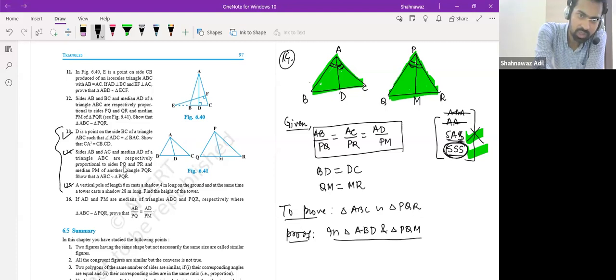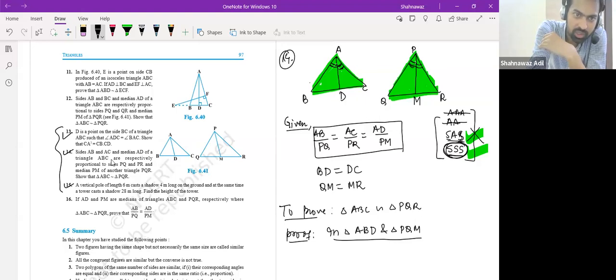Sides respectively proportional to sides PQ, PR and PM. Show that triangle ABC is similar to triangle PQR. So we have to put this. Show that ABC is respectively proportional. Yeah, this one is the same as this one, right?